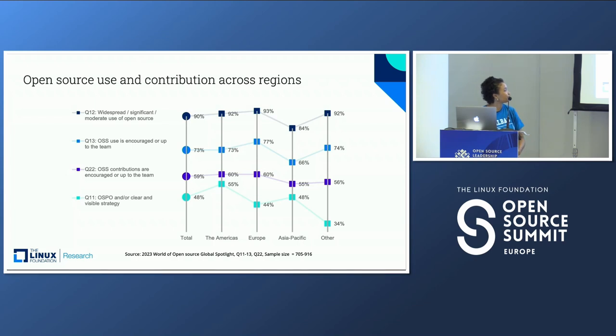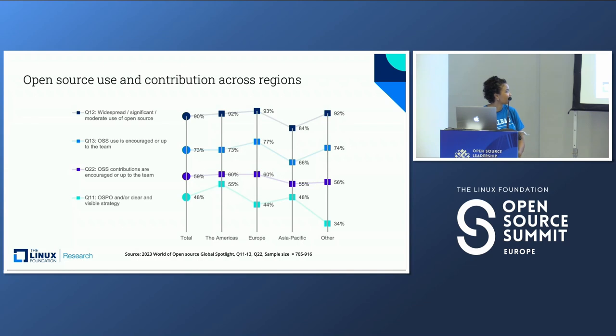The third question would be about OSS contributions and the policies, and whether it's encouraged or up to the development team to decide whether contributions are permitted. That's down to the 60s range. And then the last one is about OSPOs or clear and visible strategies.